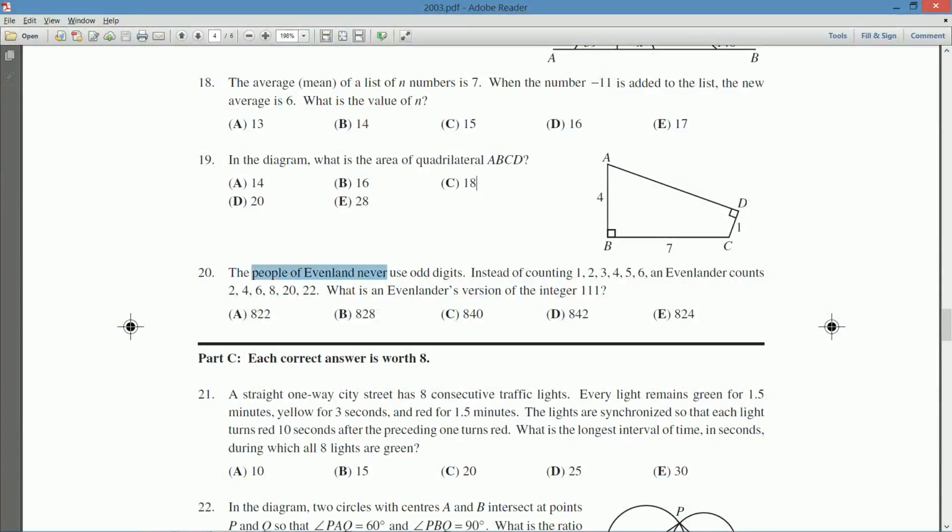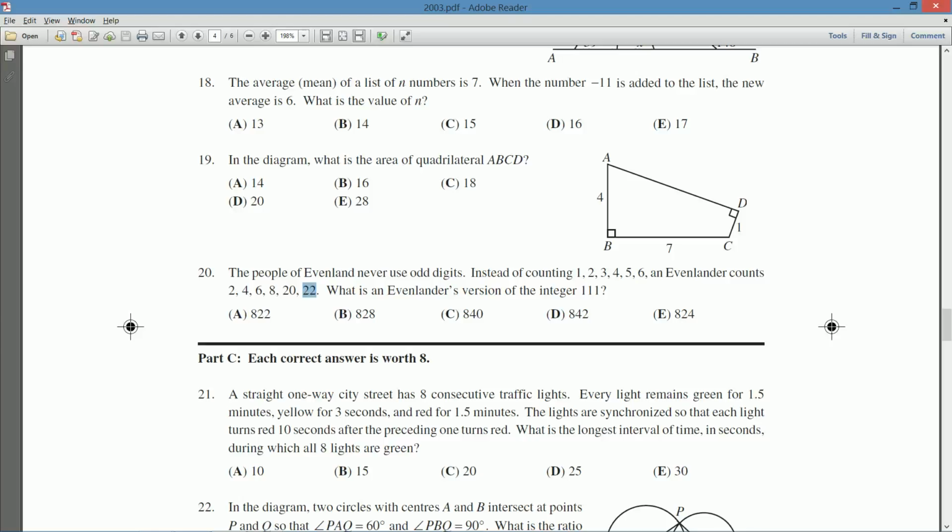The people of Evenland never use odd digits. Instead of counting 1, 2, 3, 4, 5, 6, an Evenlander, someone from Evenland, counts 2, 4, 6, 8. They wouldn't use 10 because 10's got a 1 in it. In fact, they wouldn't use any of the teens because they all start with 1, so the next number would be 20. And then 22, 24, 26, 28. Then they'd skip over 30, 32, 34, and so on. They'd get to 40 as the next one.